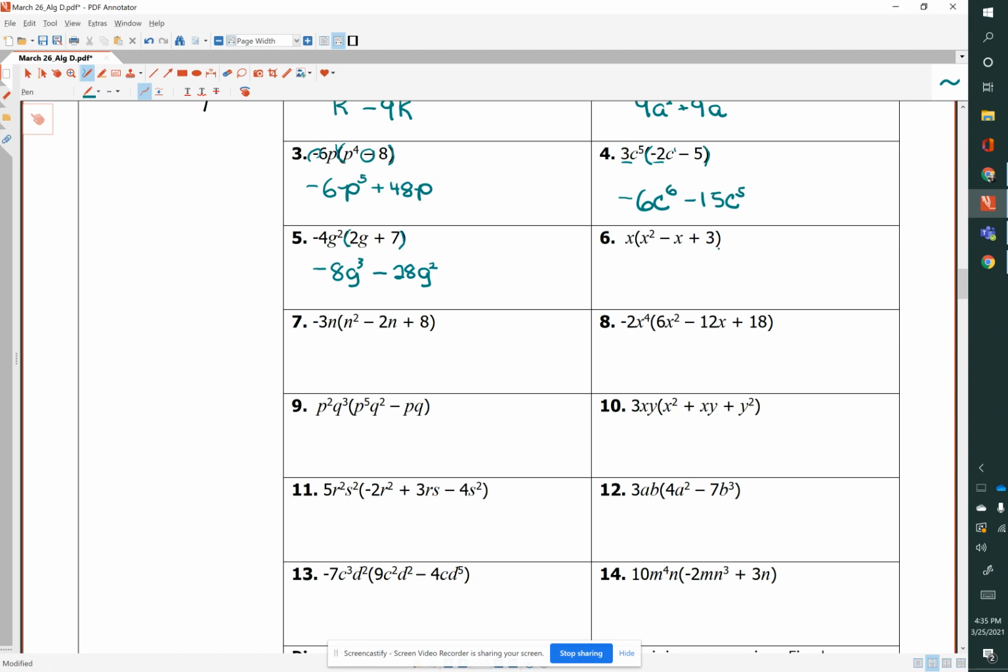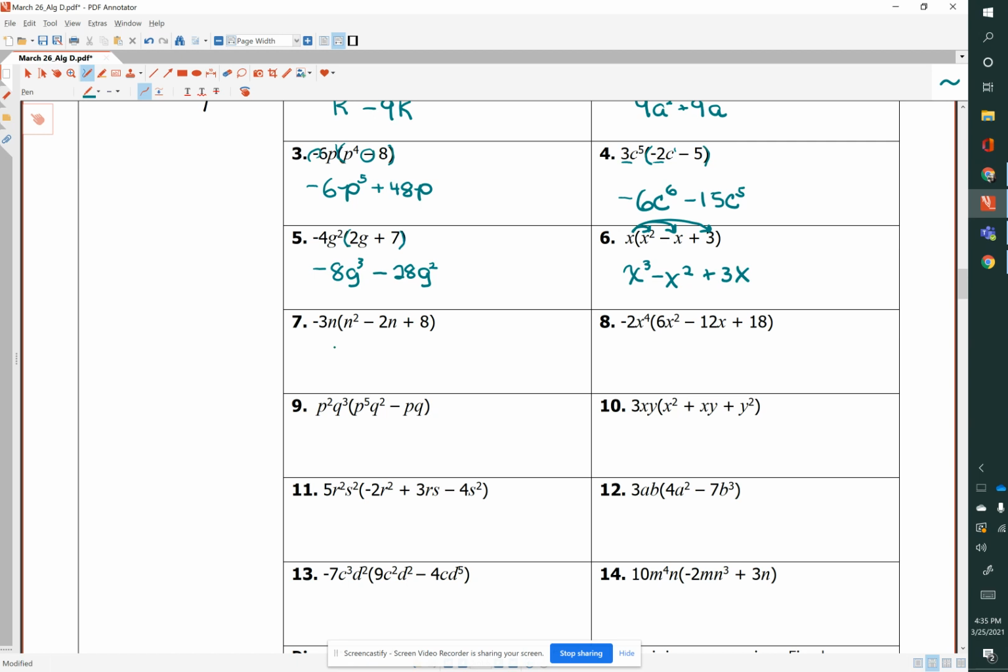So it looks like we've got a trinomial here in number 6. So x will be multiplied through to all three of these terms. Remember, terms are separated by addition and subtraction. So x times x squared is x to the third. X times negative x is negative x squared. And x times 3, and they're both positive, would be positive 3x.